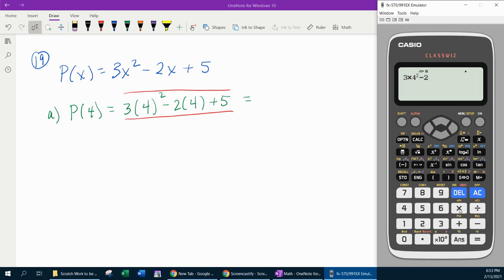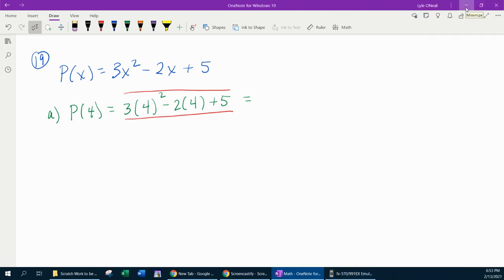Minus 2, again, I can just say times 4 plus 5, and we get 45 for the answer. So again, I want to point out, to do this arithmetic, you can do it manually or electronically, either way. In fact, if you do it by hand, manually, I would recommend you use the calculator just to check it.